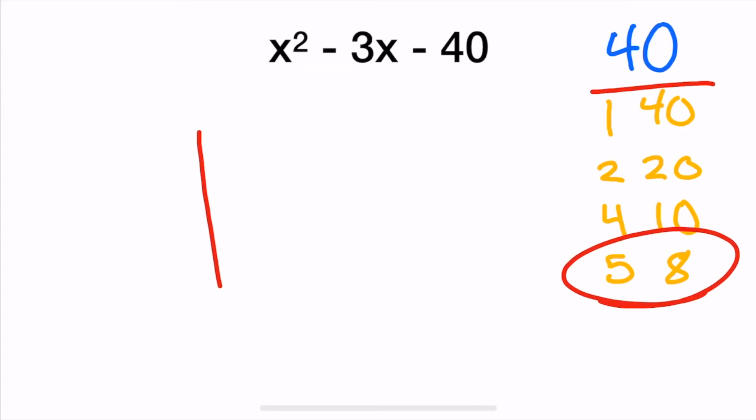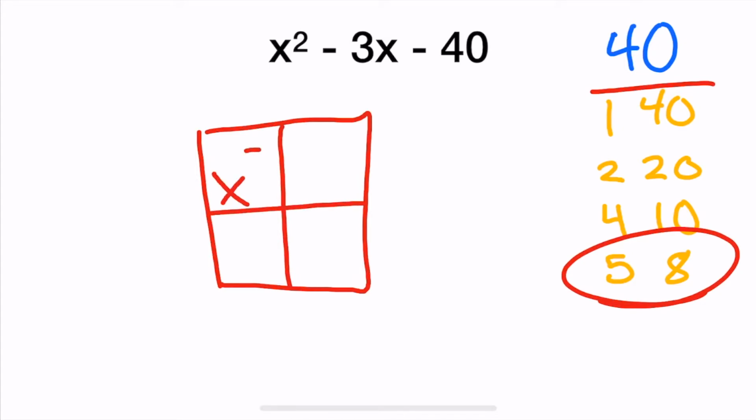So we do our box. X squared, negative 40. Now, in this case, 5x and negative 8x, because we have to end up having the larger number be negative, so that we can end up having a negative 3.